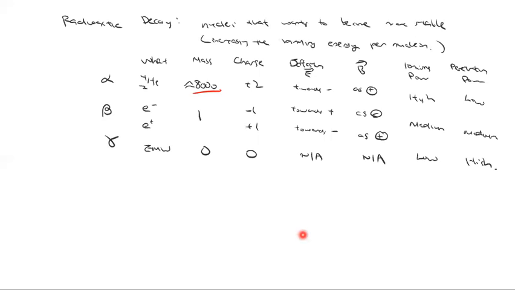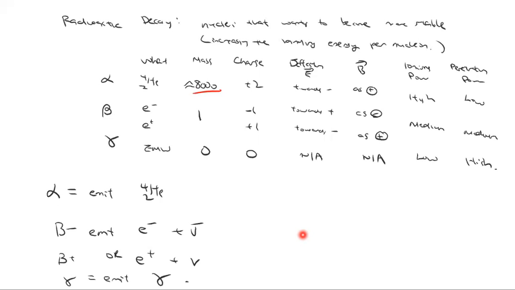All right. So alpha is going to emit a helium nucleus. Beta will either emit an electron plus an antineutrino, or beta positive will emit a positron plus a neutrino. And gamma simply emits gamma. The mass is relative mass. So if we let electron be 1, we're just talking roughly. You can convert them into kilograms if you want, but it was more to give you an idea of how many electrons there are, if you like.